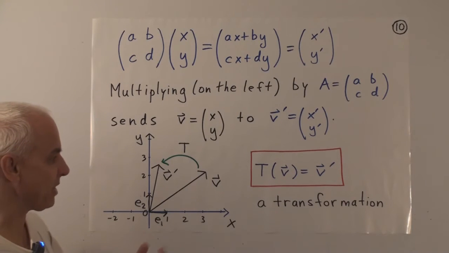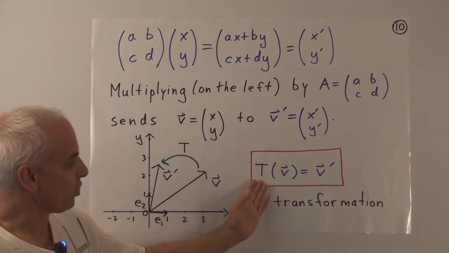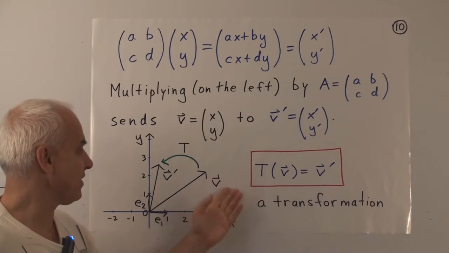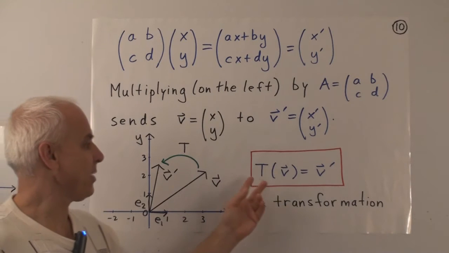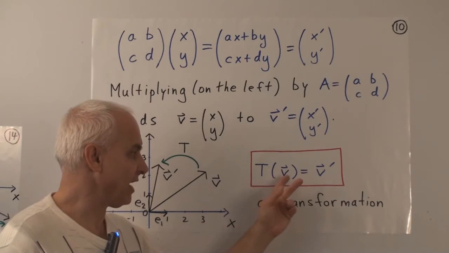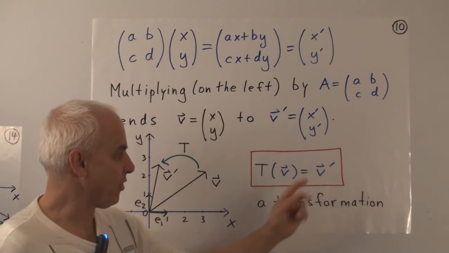This transformation, because it's acting like a function, we can often introduce a kind of notation for it. We can, let's say, give this transformation a name. Let's call it t. So then we say that t of the vector v is the vector v prime, thinking of inputting v and outputting v prime.